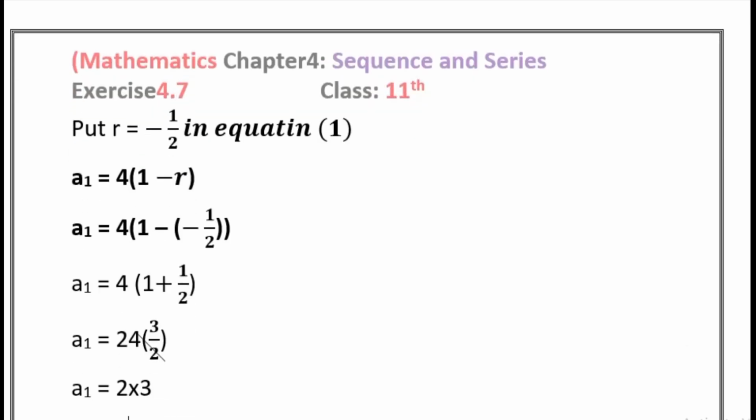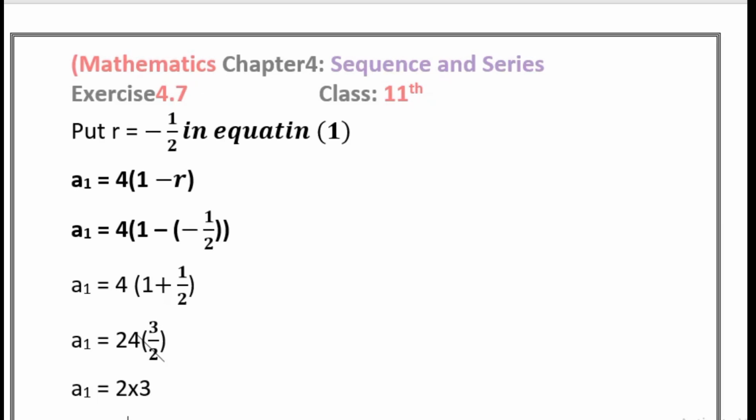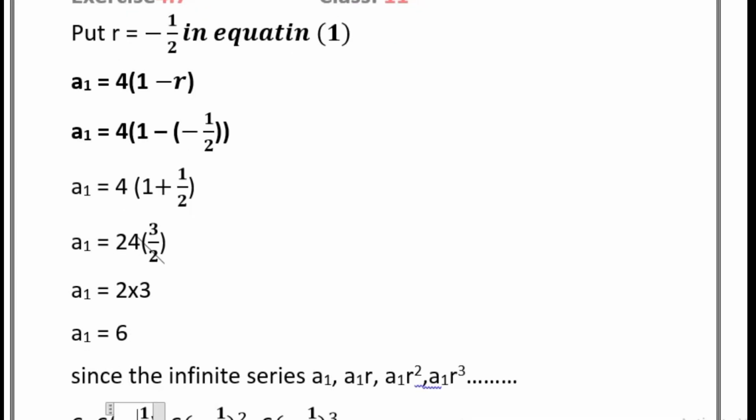Put r is equal to minus 1 divided by 2 in equation 1. So equation 1 becomes a1 is equal to 4 into 1 minus r. The value of r is minus 1 divided by 2, so minus multiplied by minus is plus. Taking LCM 2, 2 plus 1 equal to 3 divided by 2. 4 divided by 2 is 2, 2 multiplied by 3 is equal to 6. So a1 is equal to 6.